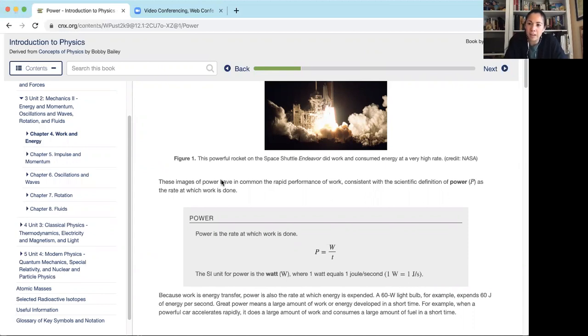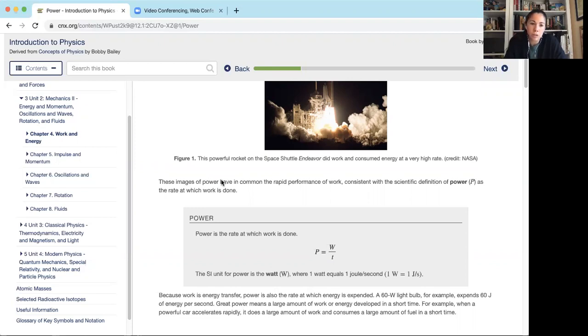We'll see more ways we can describe the motion of given objects. And in this unit, we're going to talk about energy, momentum, oscillations, waves, rotation, and fluids. So we've got a lot to cover, but a lot of very interesting topics. And I know some of these are of interest to a lot of you. There's a lot of applications.